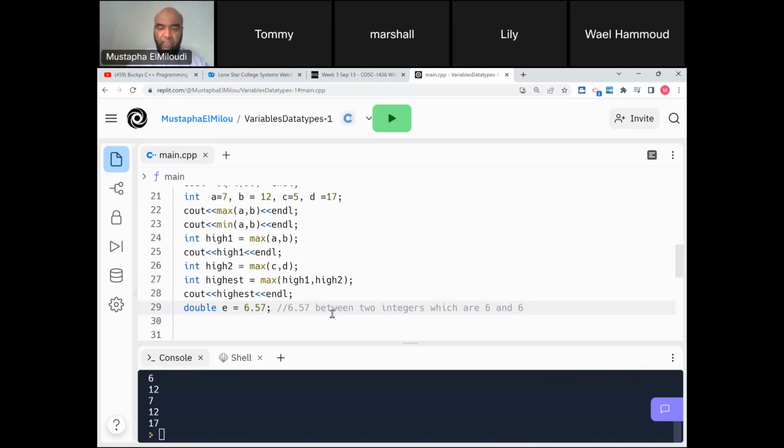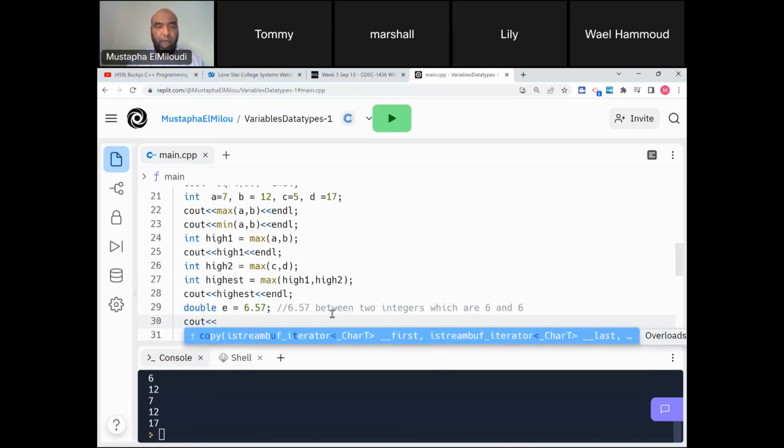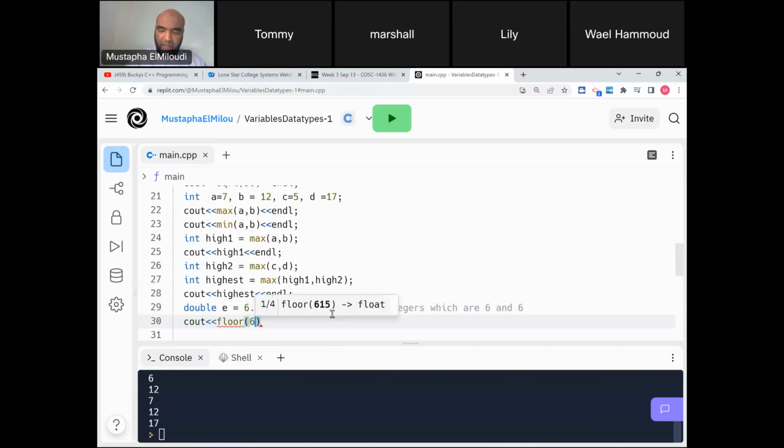So if I put cout here and then floor of 6.57, the computer will give me the closest integer that is less than the number.